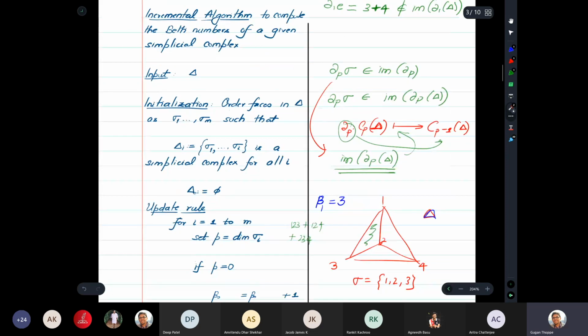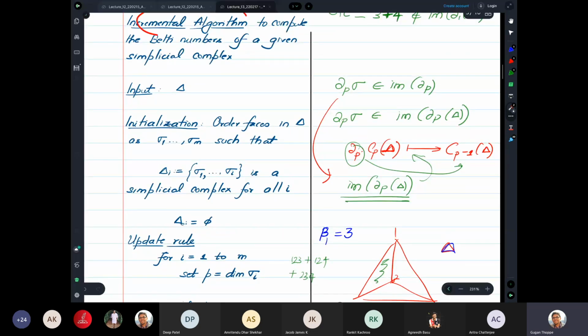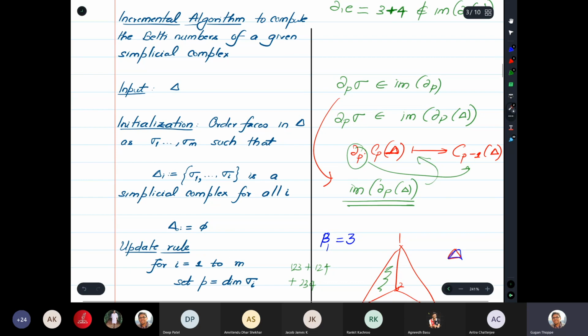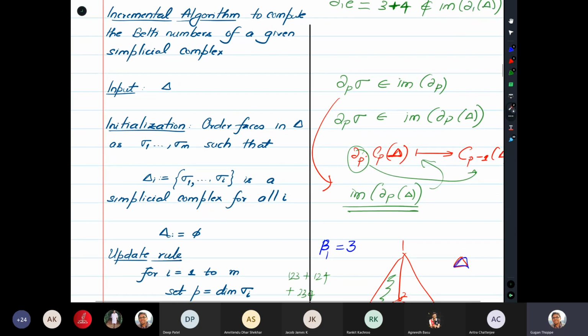So as I said, now we can discuss an incremental algorithm to compute the Betti numbers of a given simplicial complex. Let's first try and understand what this algorithm is. What is the input to this algorithm? The input to this algorithm is some simplicial complex. You take a simplicial complex and give this as input to this algorithm. And what is the output that we expect? The output that we expect is Betti p of delta for all p in the set of integers. So I want to compute every possible Betti number of delta.